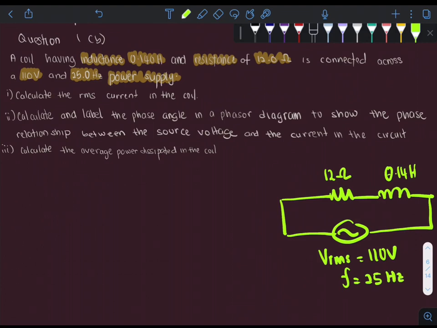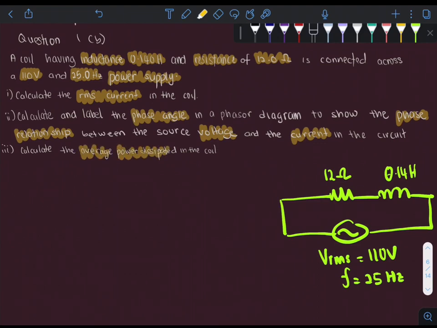So the first question here is to calculate the RMS current. Then to calculate and label the phase angle, phi, in the phasor diagram to show the phase relationship between the voltage and the current. So we also have to show the phase relationship here. And finally, to calculate the average power dissipated in the coil.